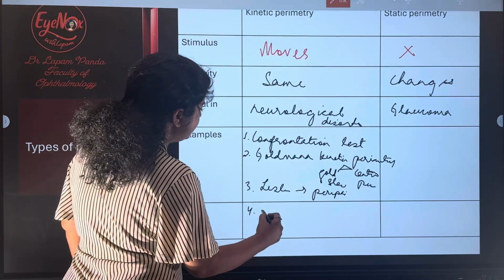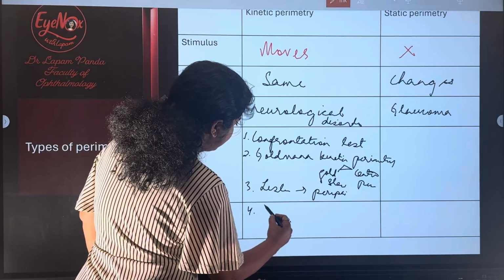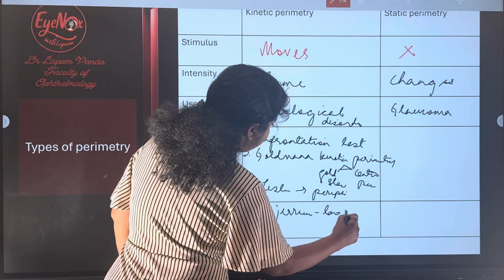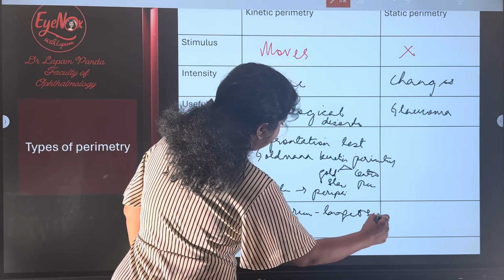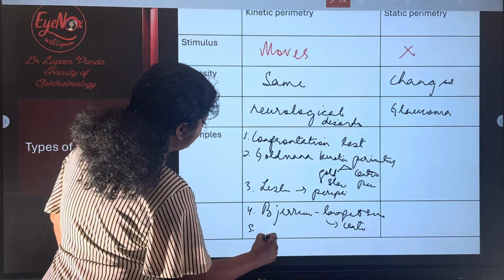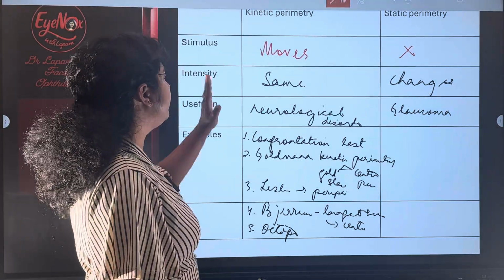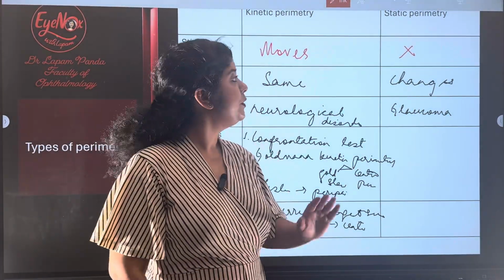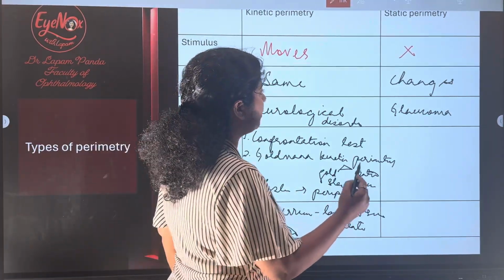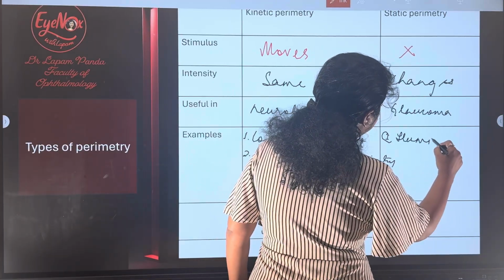The fourth kind is the Jerem tangent screen, which tests the center. And the fifth is the octopus. So these are the 5 kinds of kinetic perimeters. Now what are the kinds of static perimeters? The static perimeters are the first one, that is the Humphrey visual field.